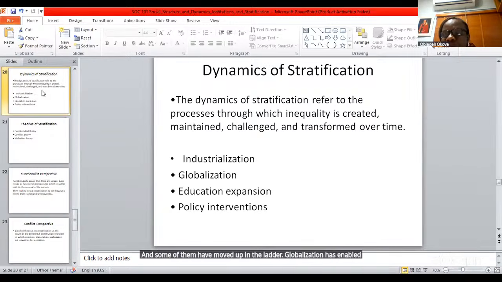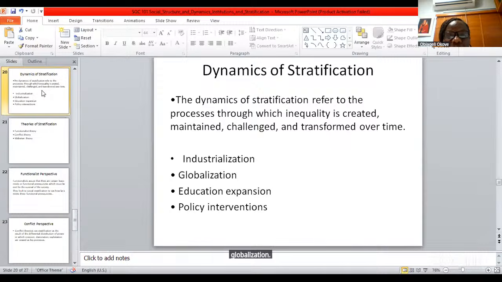Globalization has enabled them. For instance, some people that had nothing before were able to acquire wealth through content creation as a result of globalization, because they are able to create content and they are paid for that. So they are able to move from their position to a higher position. They possess more wealth. Some of them are also now more visible as a result of globalization. They are able to use the internet, which is what enabled globalization.